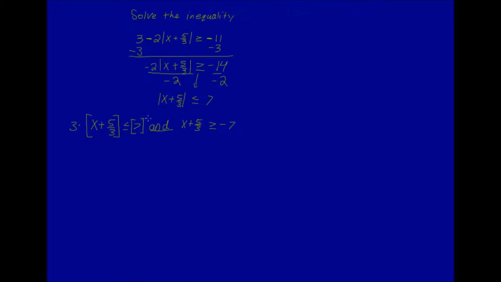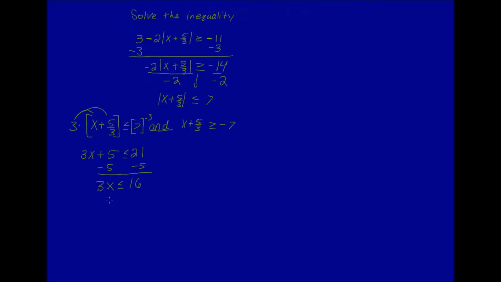So I'm multiplying by 3. I'll need to distribute the 3 on this side, and I end up with 3x plus 5/3 times 3. The 3s simply cancel, and I'm left with 5 is less than or equal to 7 times 3, which is 21. Now I subtract 5 on both sides, and I have 3x is less than or equal to 16. 21 minus 5 is 16.